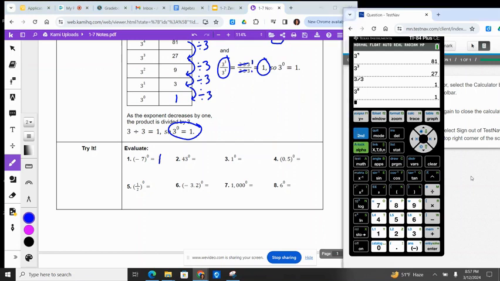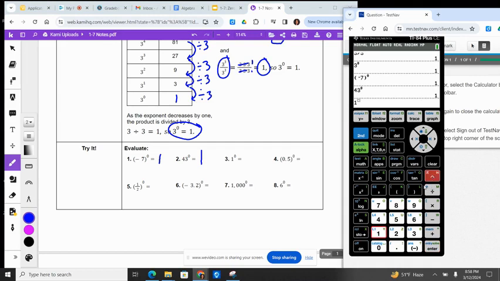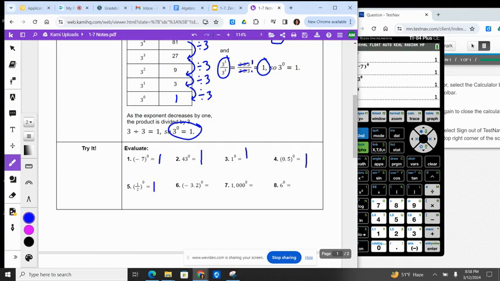If you want to prove that with the calculator, just type it in. It does include parentheses, so we can include that. But -7 to the 0 power is 1. 43 to the 0 power is 1. 1 to the 0 power is 1. So they're all 1. Is that nice? Okay. Let's move on. If you have any questions, let me know.